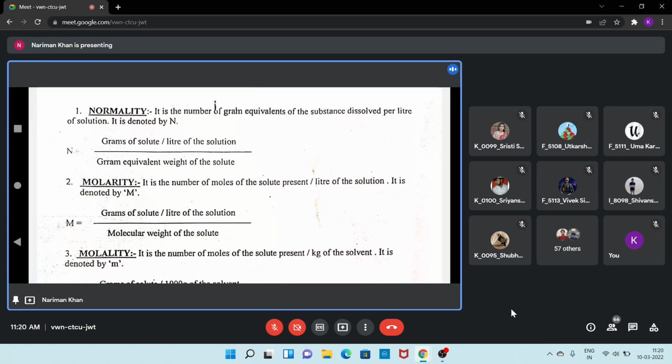Then concentration terms. Already in the chapter Solutions in 12th standard, you have done all this: what is normality, what is molarity, what is molality, what is mole fraction. You all know all this.